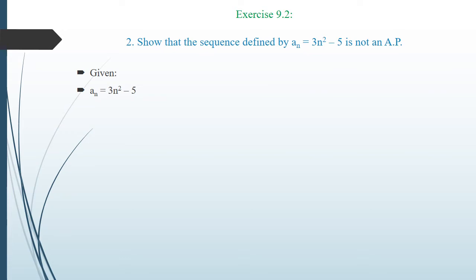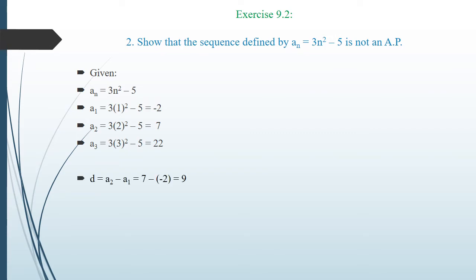I will calculate the first term, that is a1, by replacing n by 1, which gives me 3 into 1 square minus 5, that is nothing but 3 minus 5, which will give me minus 2. The second term I am going to get as a2 is equal to 3 into 2 square minus 5, which is going to give me 7. Similarly the third term a3 is equal to 3 into 3 square minus 5, which is going to give me the answer as 22.